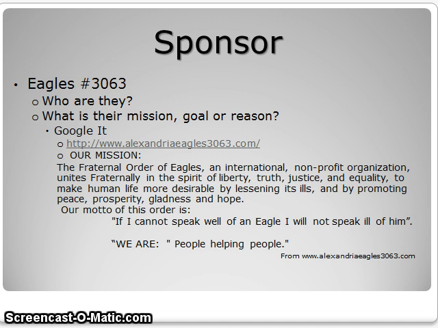We know the sponsor for this scholarship is Eagles number 3063. We need to ask ourselves a couple of questions. Who are Eagles 3063, and what is their goal, mission, or reason for offering the scholarship? There are a couple of things we can do to help us find additional information about the sponsor. Ask the financial aid office for more information about the organization or person. We can also do our own research to find out additional information.